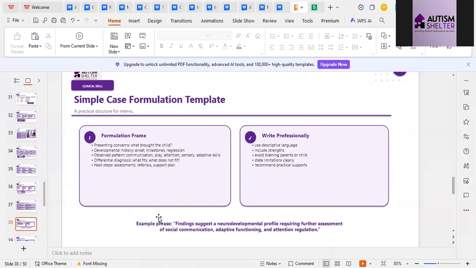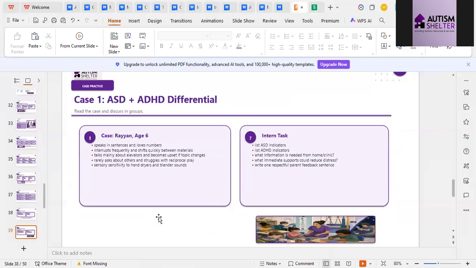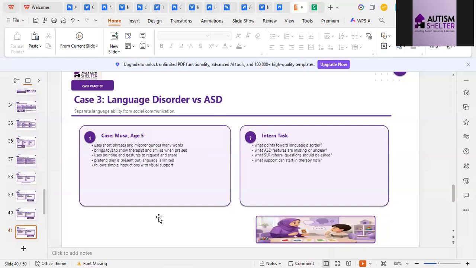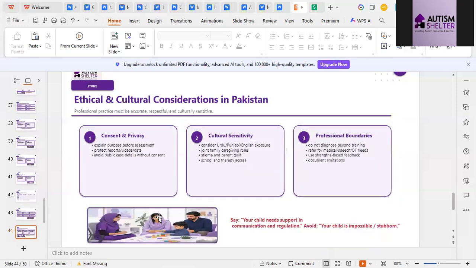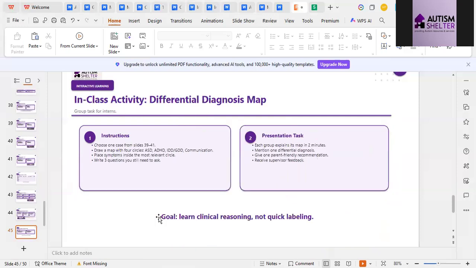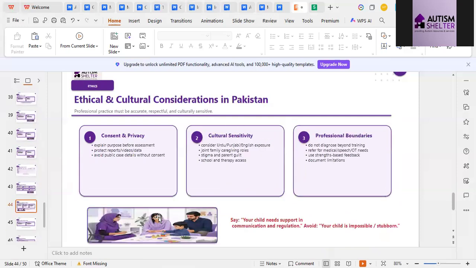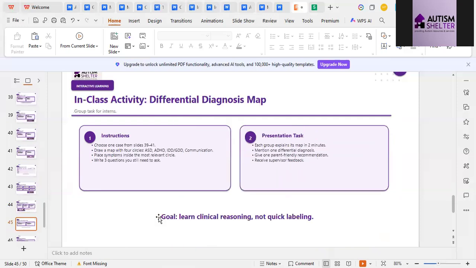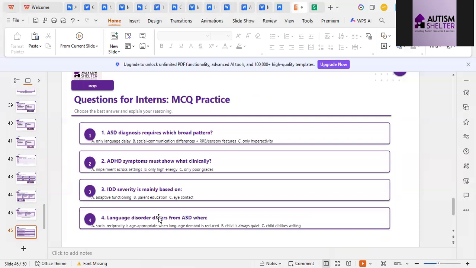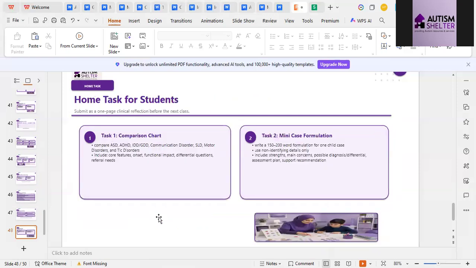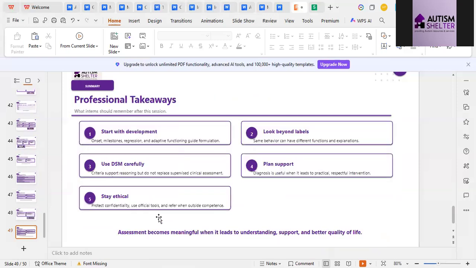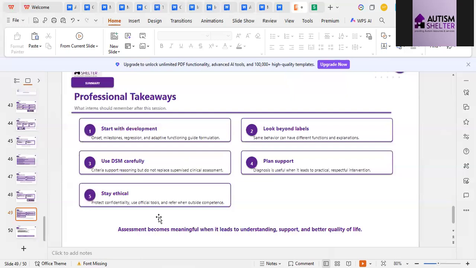And then there is case formulation. You have to look here, and there are cases you can look at. The same thing. Ethics, of course, matters a lot. You have to answer me these questions. These are the references, and finally we reach the end of this, the professional takeaways.